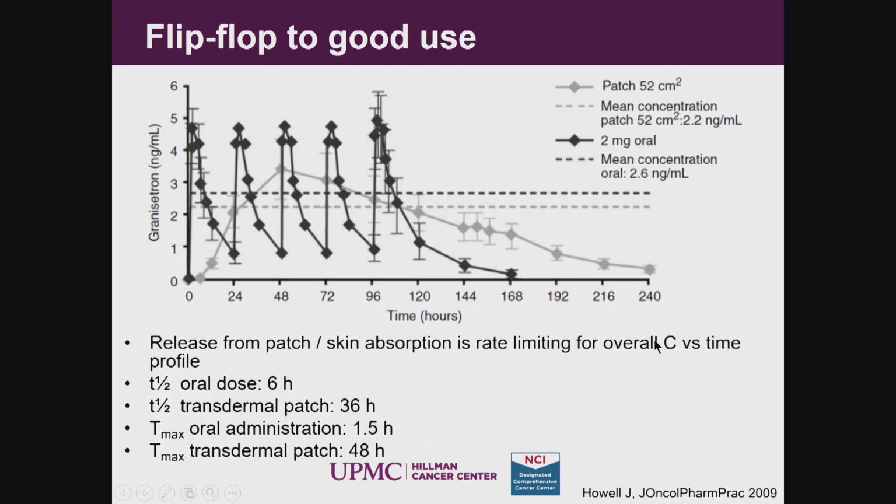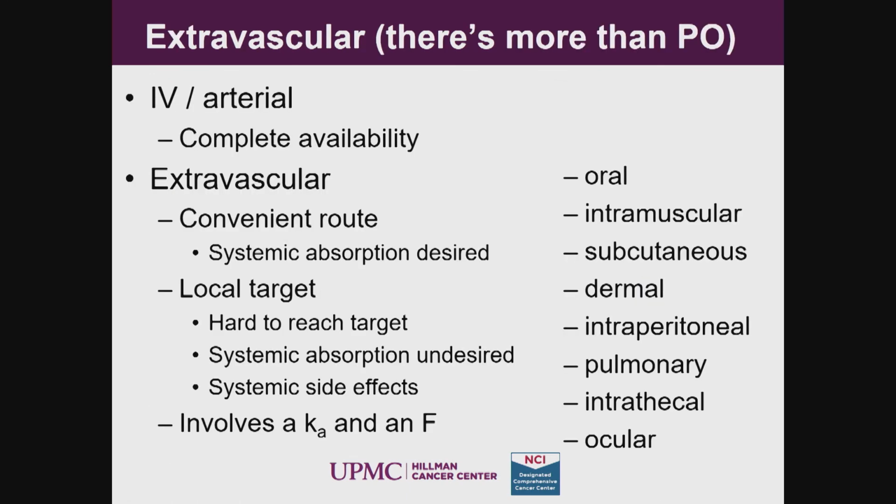This effect can be put to good use. This is not oral absorption, this is absorption from a patch through the skin. And so instead of giving daily doses with a highly variable concentration time profile, you can apply one skin patch where the release from the patch or the skin absorption is rate limiting. And so you get this much more prolonged concentration time profile where your average concentration is maintained much longer with one simple application. And so your half-life is much more extended. And this is the rate limiting step from the skin patch.